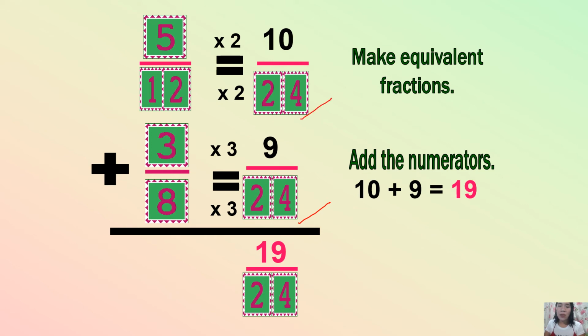So of course, to make the fraction unchanged, you multiply the same number with the numerator. So 5 times 2 is 10, and 3 times 3 is 9. Add the numerators, 19, and copy the denominator. You have 19 over 24.